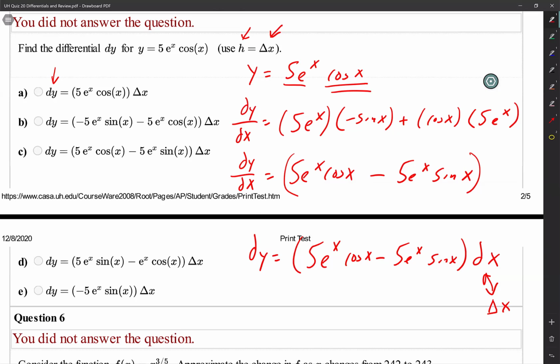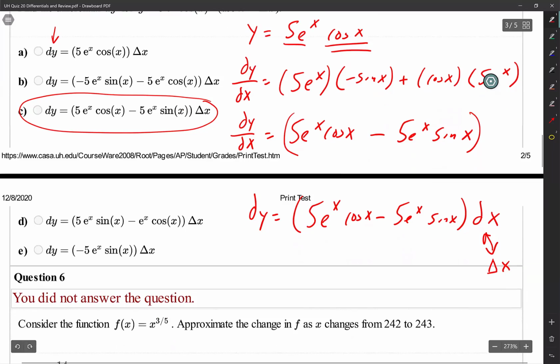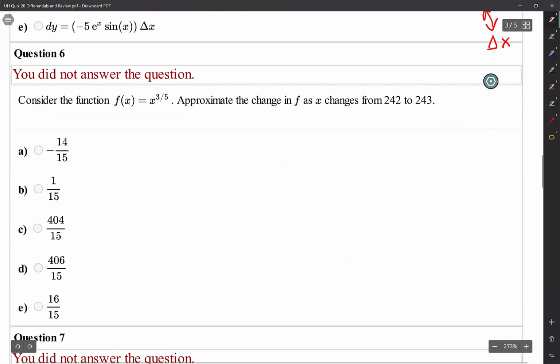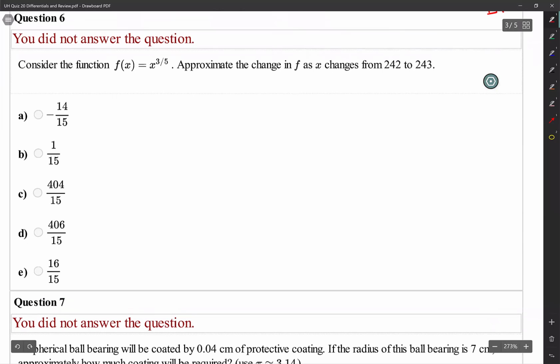Let's look for that answer. Do you see it anywhere? Let's see. All right. Here we go. I'm going to try my best to explain these guys. Look what it says. Consider the function f of x equals x to the 3/5. Underline the word approximate. Approximate the change in f as x changes from 242 to 243. The key word is approximate.